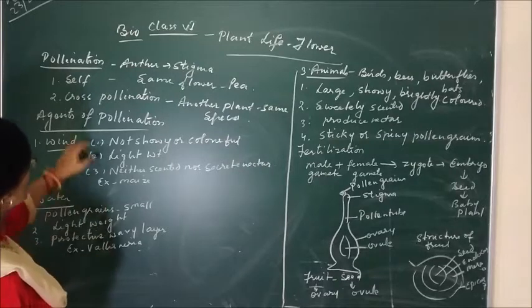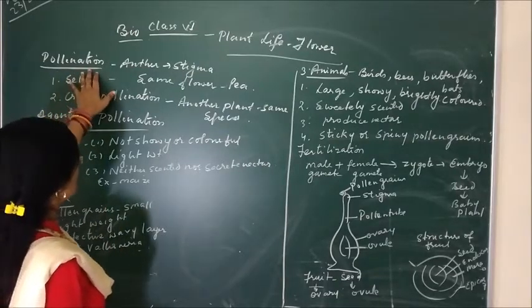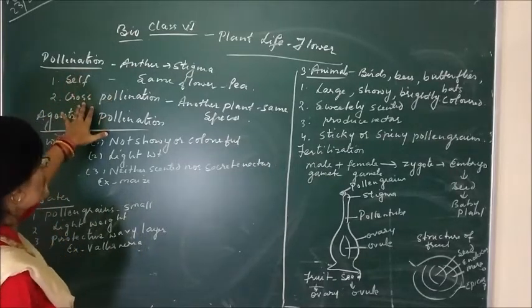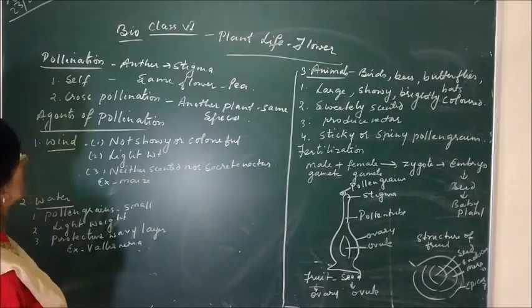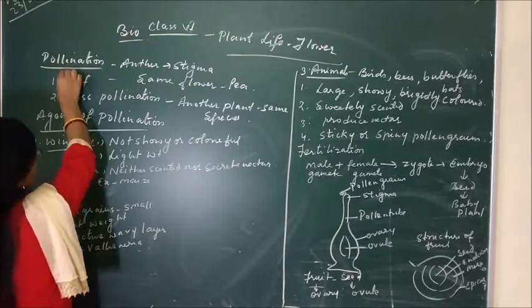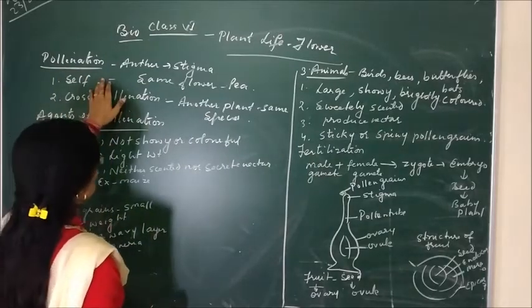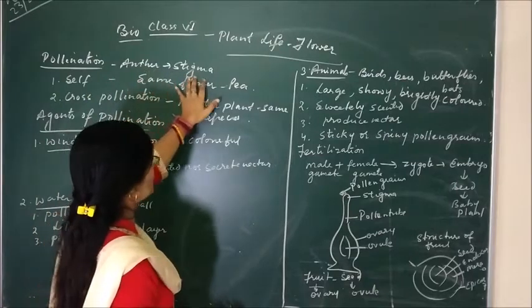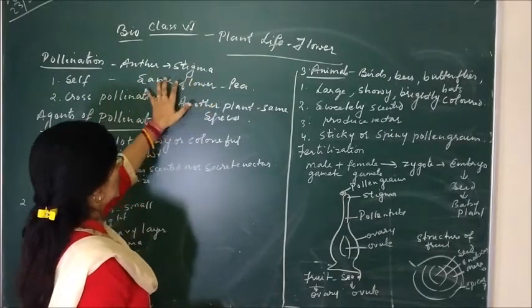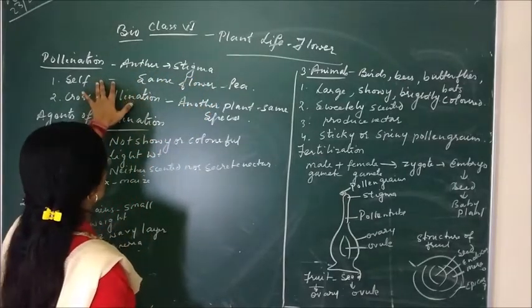Today I will explain what is pollination and the different types of pollination, as well as the different agents of pollination. So what is pollination? Pollination means transfer of pollen grains from the anther of one plant to the stigma of another plant. That process is called pollination.